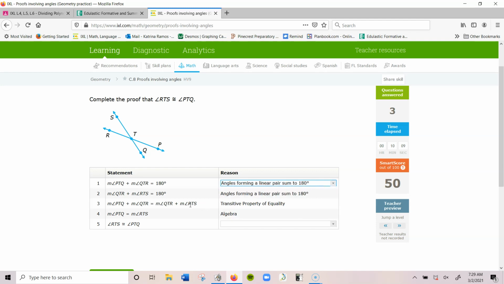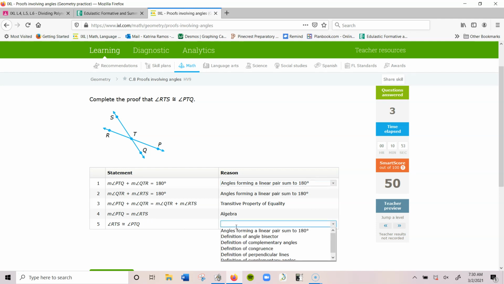Then they use the transitive property here, just like in the previous proof, where one statement is equal to 180 and another statement is also equal to 180. So that means that this statement and this statement equal each other. Then to get from line 3 to line 4, it looks like they subtracted the measure of QTR from both sides. If you subtract them, you're left with PTQ equal to RTS, which is why they use algebra, because you did subtraction.